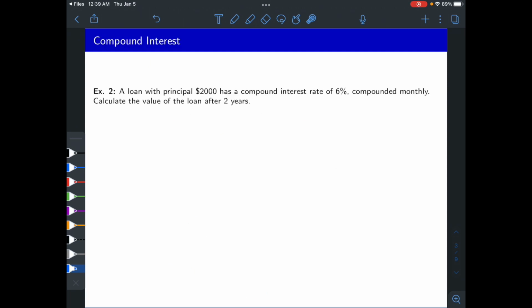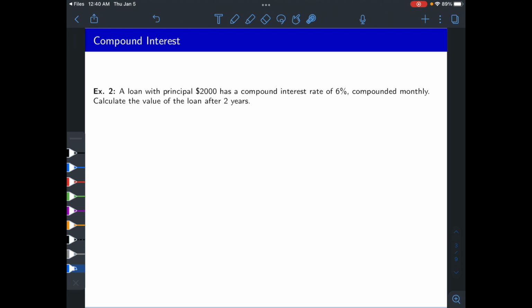So here we have a loan with a principal of $2,000 and a compound interest rate of 6%. So we don't care about simple interest anymore. We're just talking about compound now. This interest rate, 6%, is compounded monthly. And we would calculate the value of the loan after 2 years. So what does it mean to be compounded monthly?